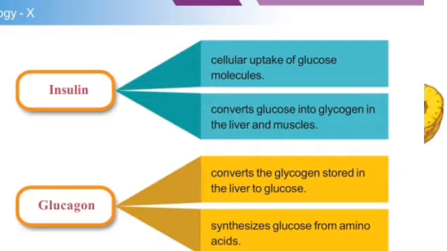The normal level of glucose is 70 to 110 milligram per 100 ml. Never forget, the normal level of glucose is 70 to 110 milligram. When glucose level increases above 110 milligram, insulin, one of the hormones produced by beta cells, increases the cellular uptake of the glucose molecule.